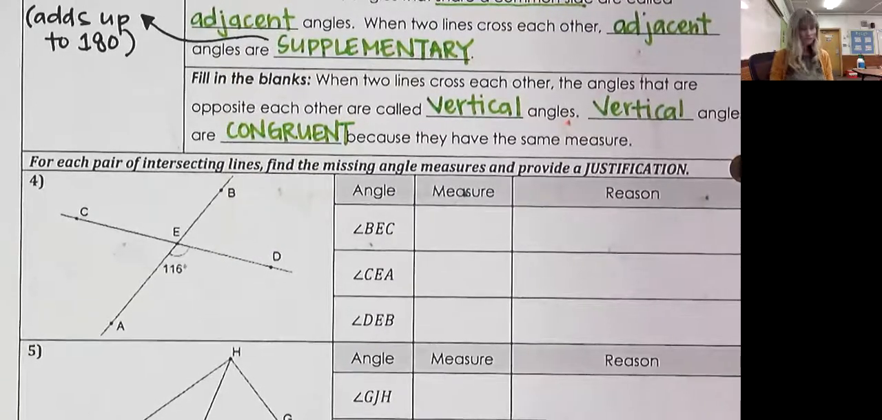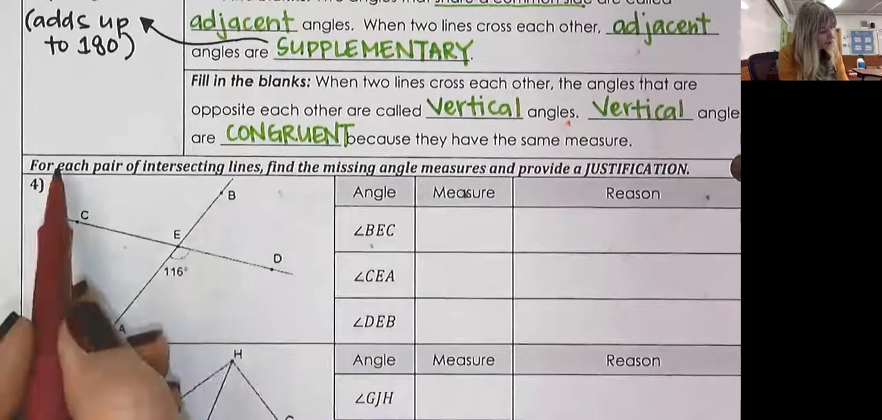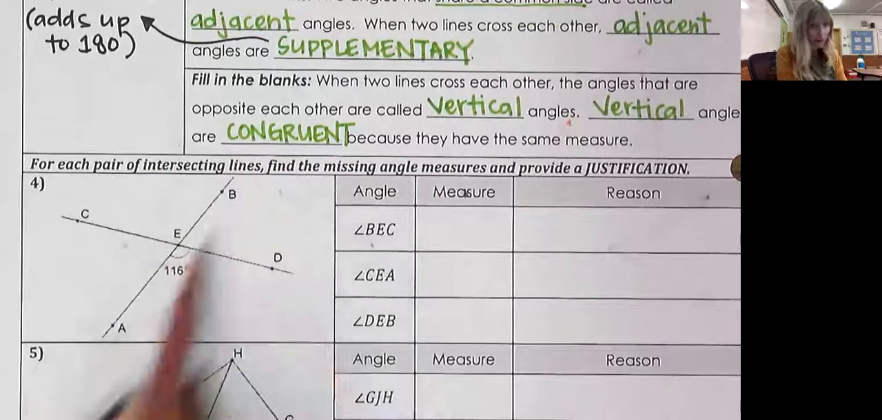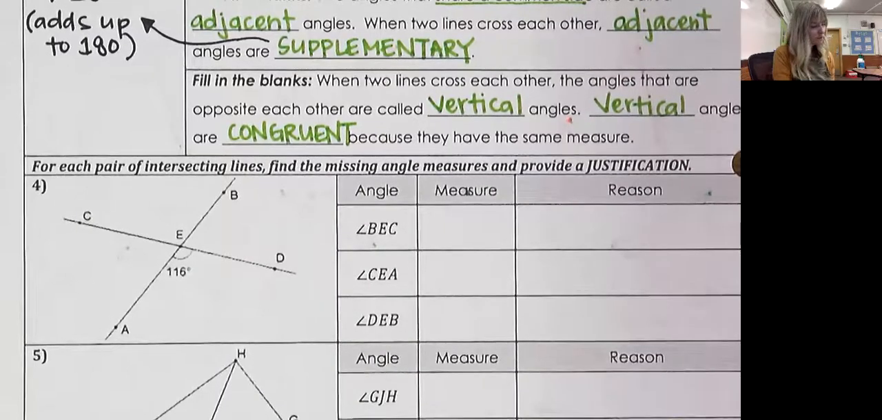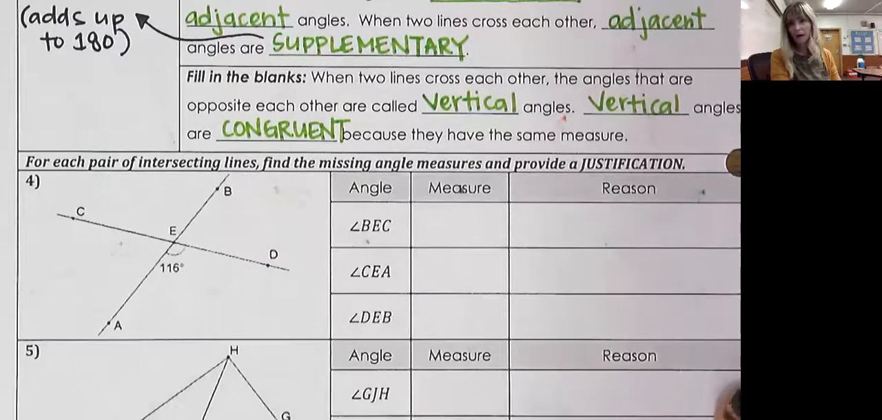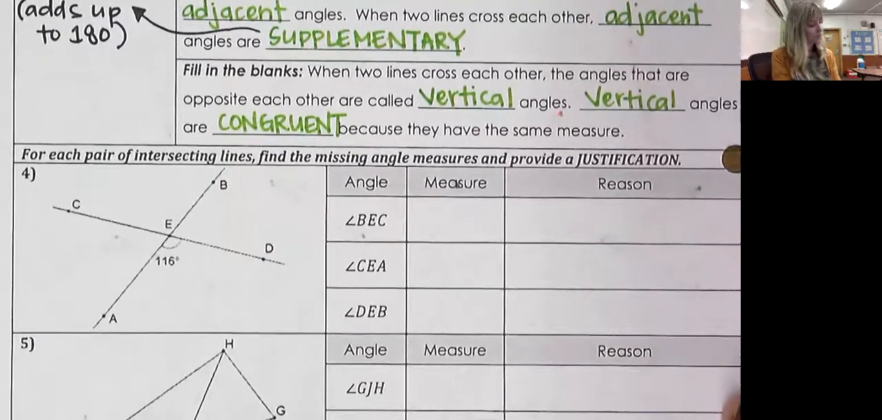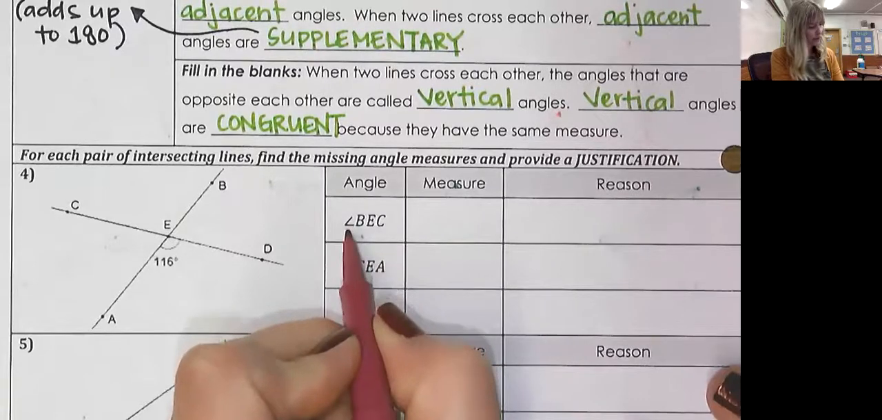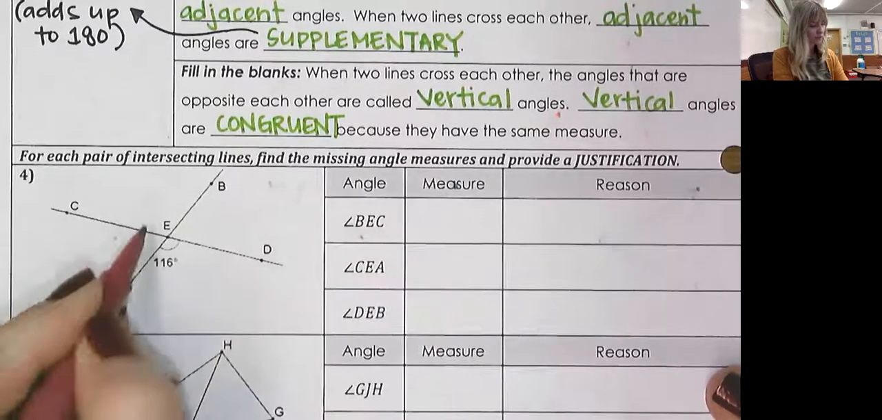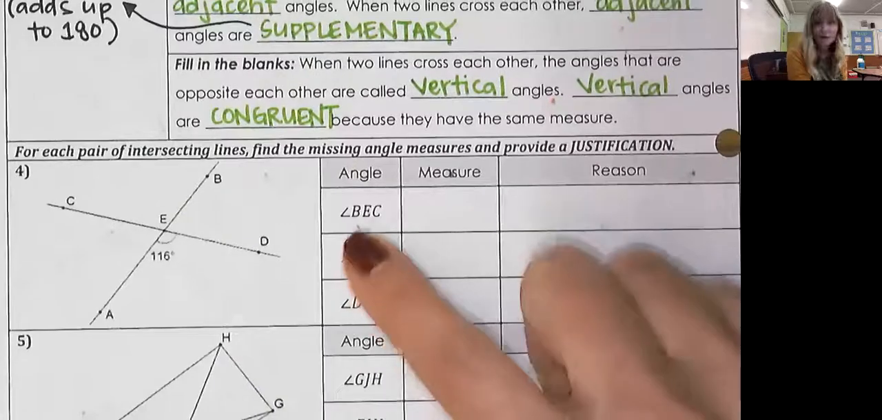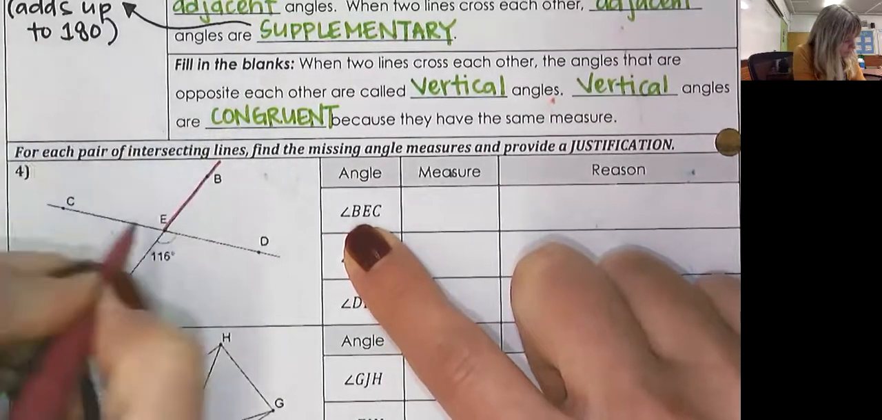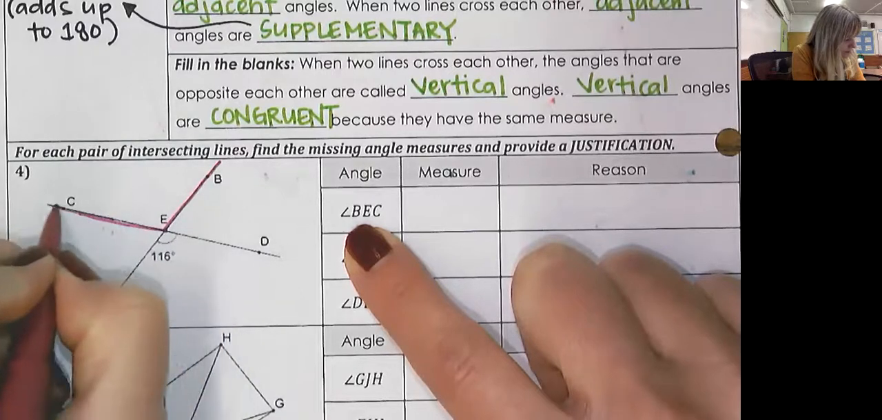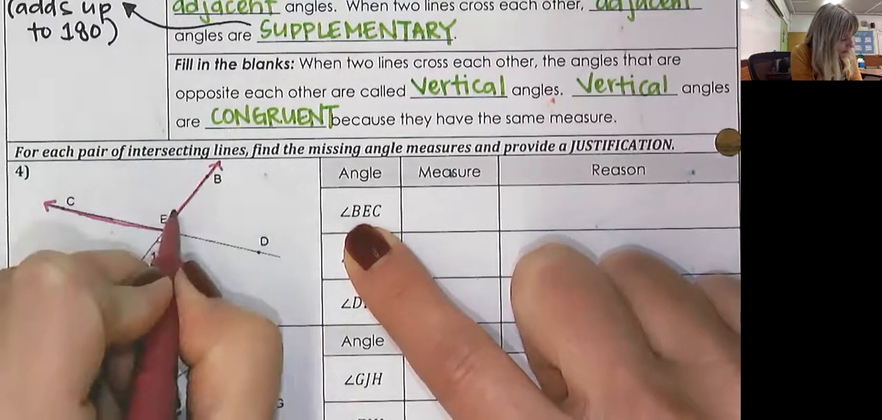Okay, I'm gonna color code this as I draw. So for each pair of intersecting lines, here's a pair of intersecting lines. There's my 4 angles. Find the missing angle measure and then provide a justification or a reason. And that's just, again, to practice writing our new vocabulary. So first I need to find this angle, angle BEC. They weren't nice and just put 1, 2, 3, 4. They put all these letters. Let's follow the order of the letters. Here we go. B to E to C. So they want me to find this one.